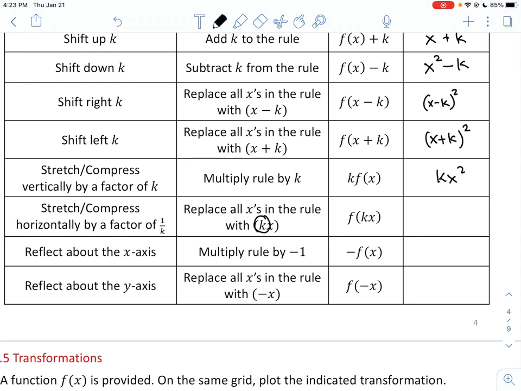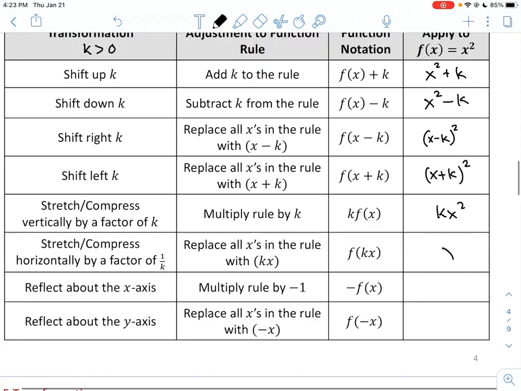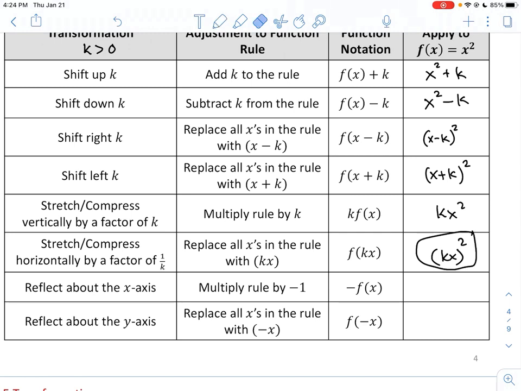So if this k right here is a half, then 1 over a half, this will be a 2, and this will become a stretch. But if this k is more than 1, like 3, then 1 over k will be a third, and that's going to correspond to a compression. And what this looks like in this case is, here's x squared, you replace x, get rid of it, put parentheses, replace it with kx. So if the k is in with the x before you do the square, that's unlike this one up here, then we are talking about a horizontal compression or stretching depending on what k is.